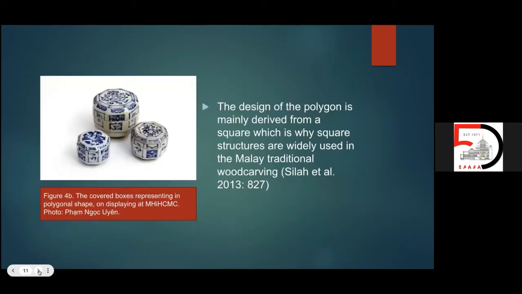The design of the polygon is mainly derived from a square, which is why square structures are widely used in Malay traditional wood carving. It goes on to explain that the square is widely used in multiples of four. The square also represents the earth, materiality, and the boundary between the internal and external world.